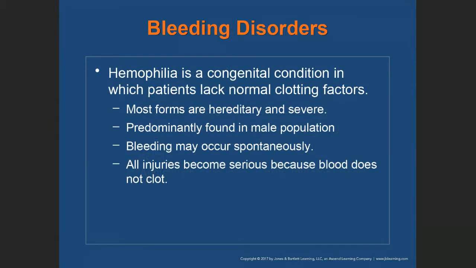Bleeding disorder. Hemophilia is a congenital condition in which patients lack normal clotting factors. Most forms are hereditary and severe, predominantly found in male population. Bleeding may occur spontaneously. All injuries become serious because blood does not clot.